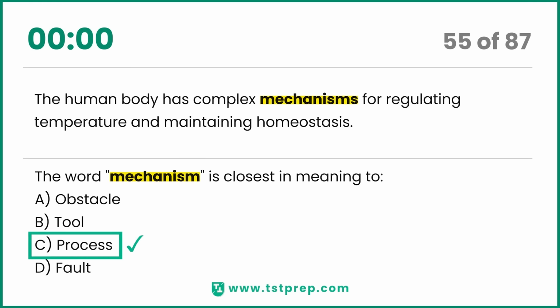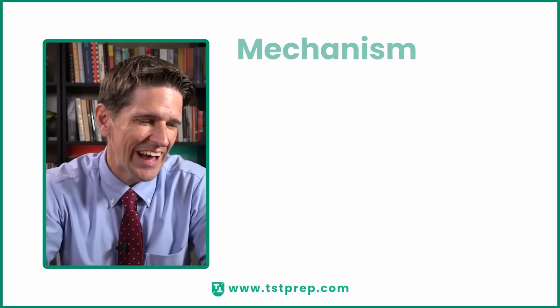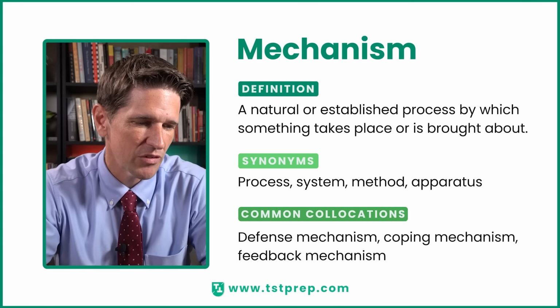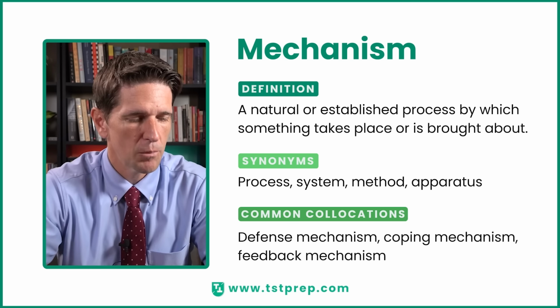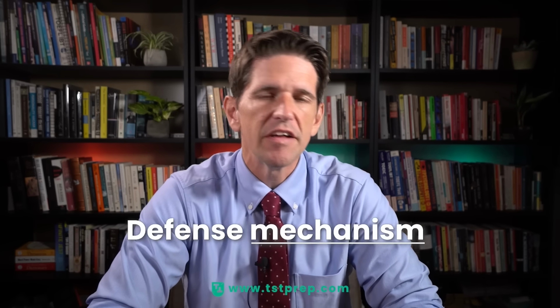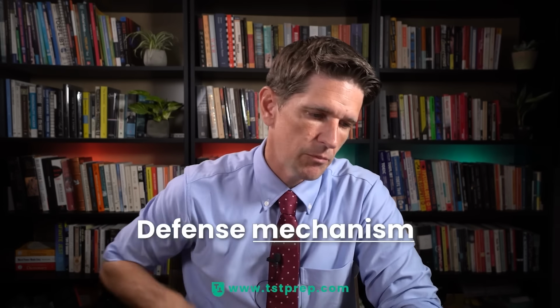All right, this is one of those words that you know, but you're not sure which one. It's C, process is the best answer. Mechanism, I would have a hard time defining it if I didn't have the definition written right here. A natural or established process by which something takes place or is brought about. So it's a process. You could think about a defense mechanism. This is probably the best example.